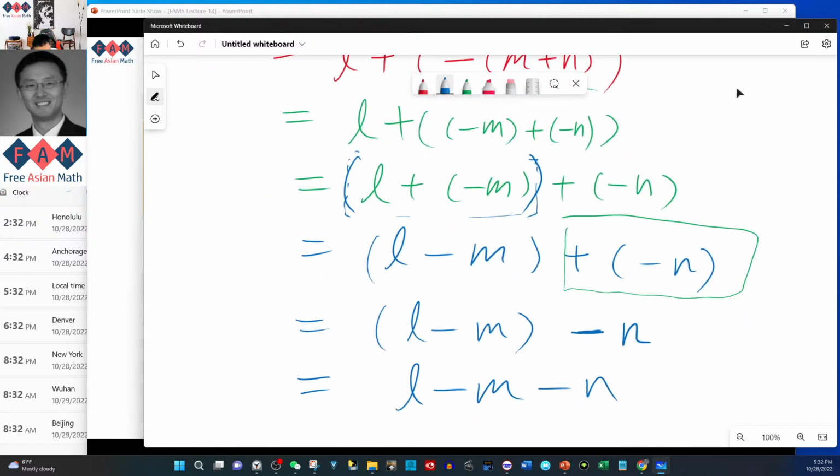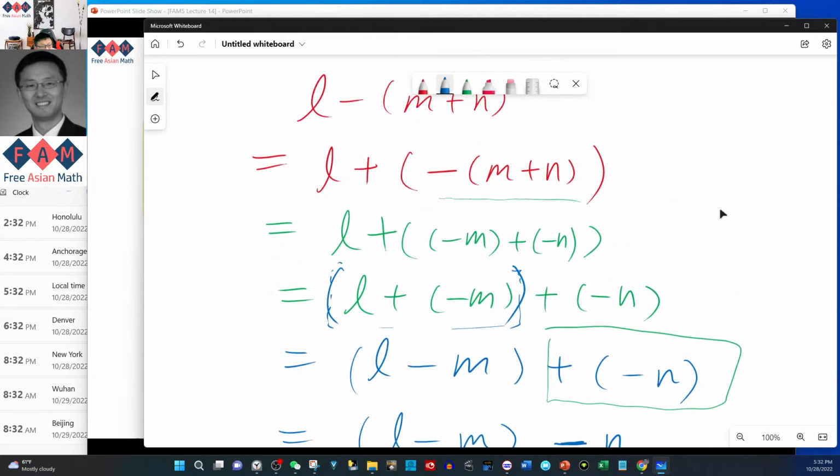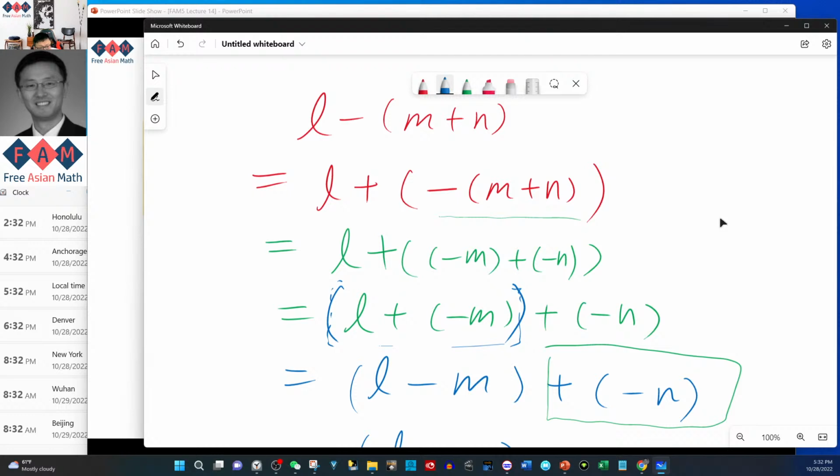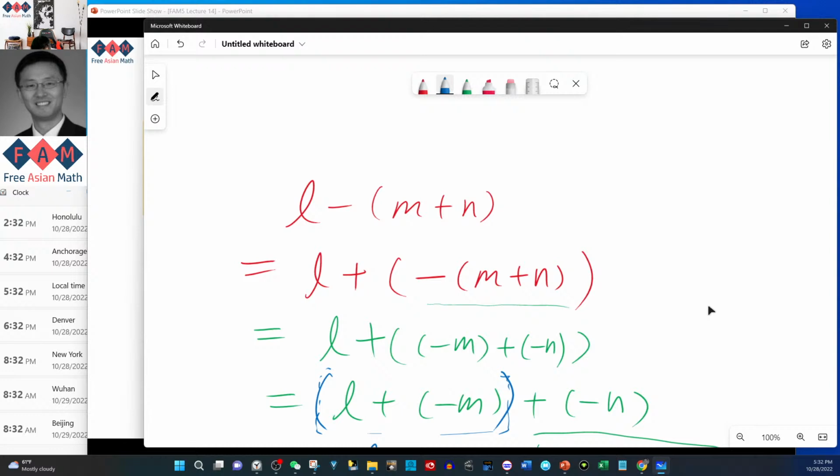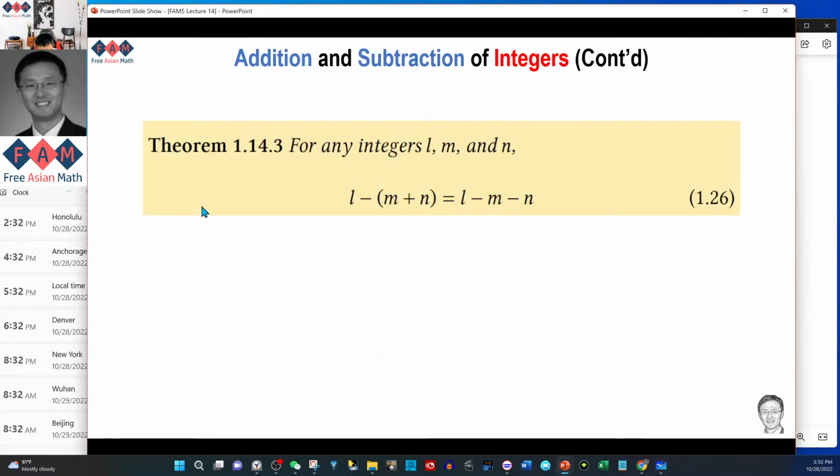It takes multiple steps, but each step is quite easy. Don't assume that just because the steps are easy, the whole thing is obvious. If I ask you at this point to prove this, can you do it? Can you do it?